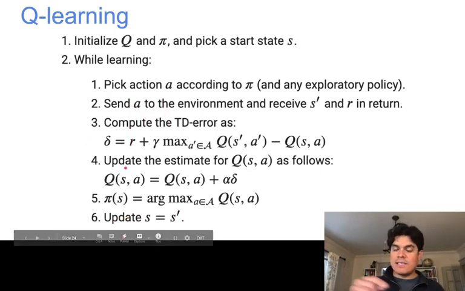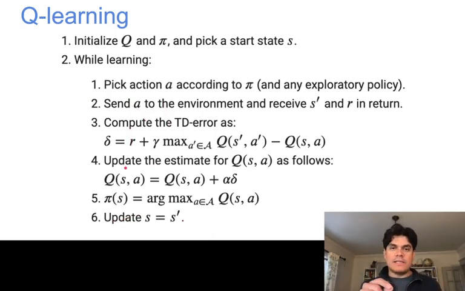So basically, the agent isn't moving around in the environment. It's sending actions to the environment. The environment tells it where it landed and says this is the reward or the cost received. The agent updates its Q estimates, updates its policy, and continues interacting with the environment.